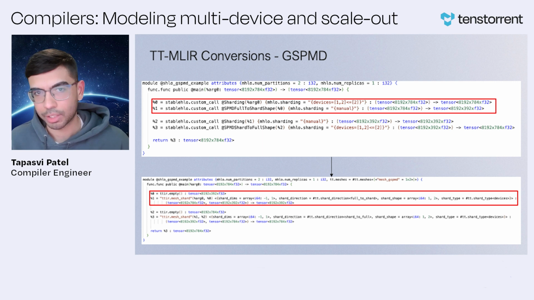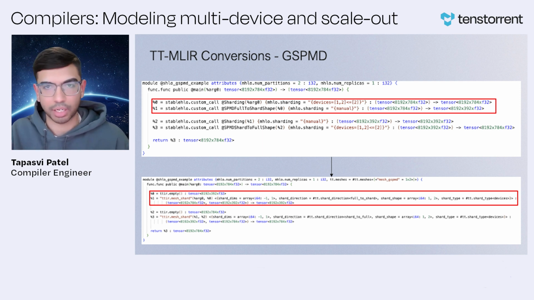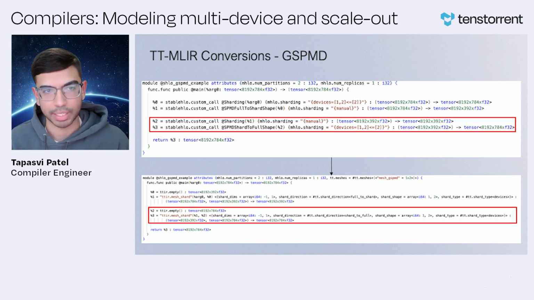So what we do is we take the StableHLO graph, and we have a conversion pass that gets run, where we analyze all of these ops in StableHLO, and then we convert them into the respective mesh shard operations that need to get executed in TTIR. And then once it's in TTIR, we have the conversion to TTNN, and then TTNN will actually call the runtime APIs. Similarly here too, the shard to full situation gets converted into a single mesh shard operation.